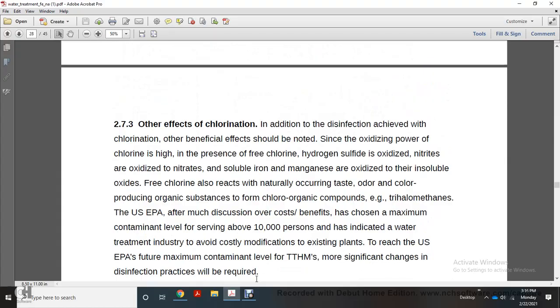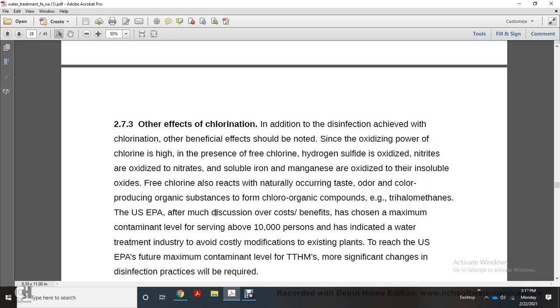Other effects of chlorination. In addition to the disinfection achieved with chlorination, beneficial effects should be noted. Since the oxidizing power of chlorine is high, in the presence of chlorine hydrogen sulfide is oxidized, nitrites are oxidized to nitrates, and soluble iron and manganese are oxidized to insoluble oxides. Free chlorine also reacts with naturally occurring taste, odor, and color-producing organic substances, forming chloro-organic compounds, trihalomethanes.